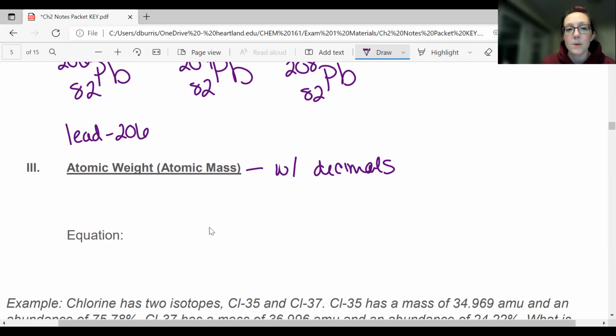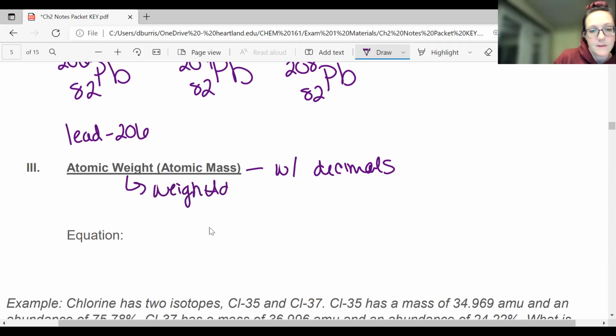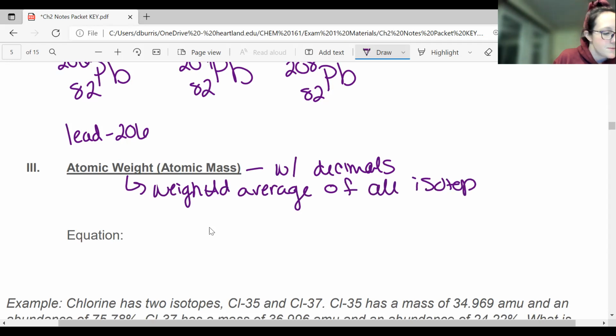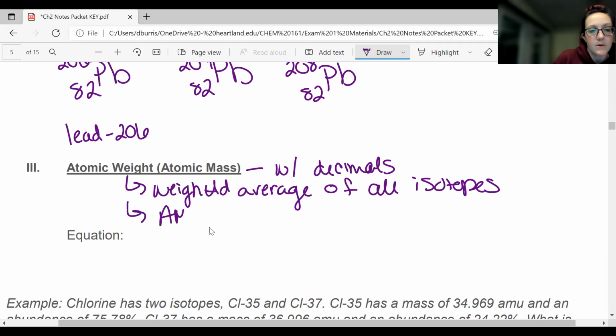Now, if mass numbers are whole numbers, why would the atomic weight have decimals? Well, that's because it's actually an average of all of the isotopes for a specific element. So it's a weighted average of all isotopes for an element. Its unit is going to be AMUs, or atomic mass units, just like the mass number. And we can actually calculate this.